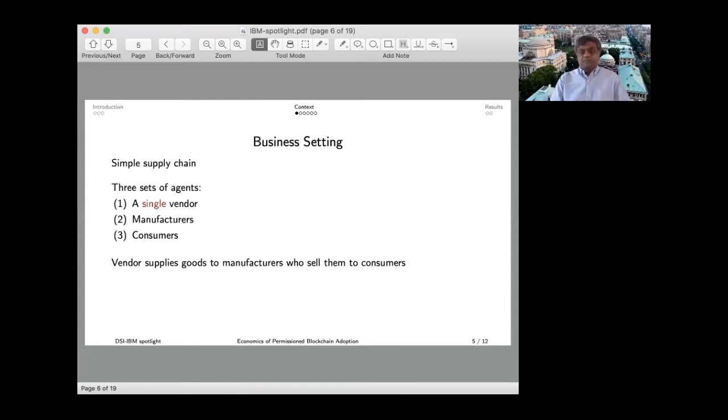So we're going to look at a very simple business setting and take this intuition that we had from this simple game theoretic example to something a little bit more realistic. And then I will argue to you that somehow this is generic. So we consider a simple supply chain.